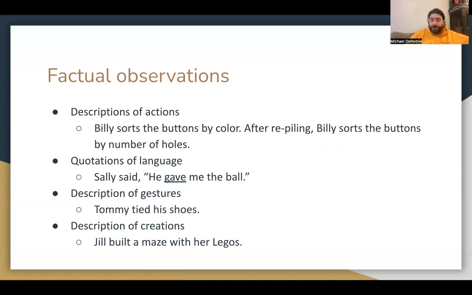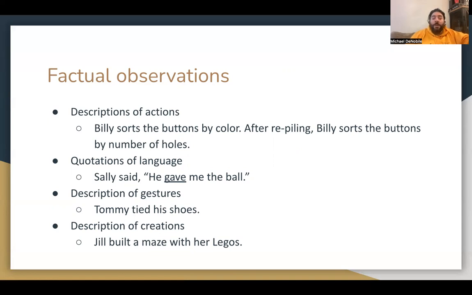So, for example, as a description of action, Billy sorts the buttons by color. After repiling, Billy sorts the buttons by number of holes. Now, it's really important to see here, and again, I want to emphasize objectivity versus subjectivity. The observation does not interpret. It doesn't provide commentary. It doesn't use language that even suggests interpretation or commentary.